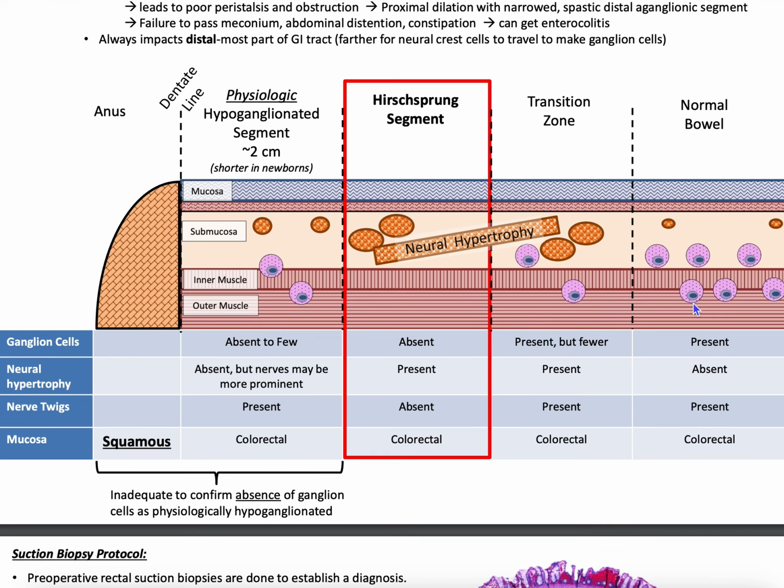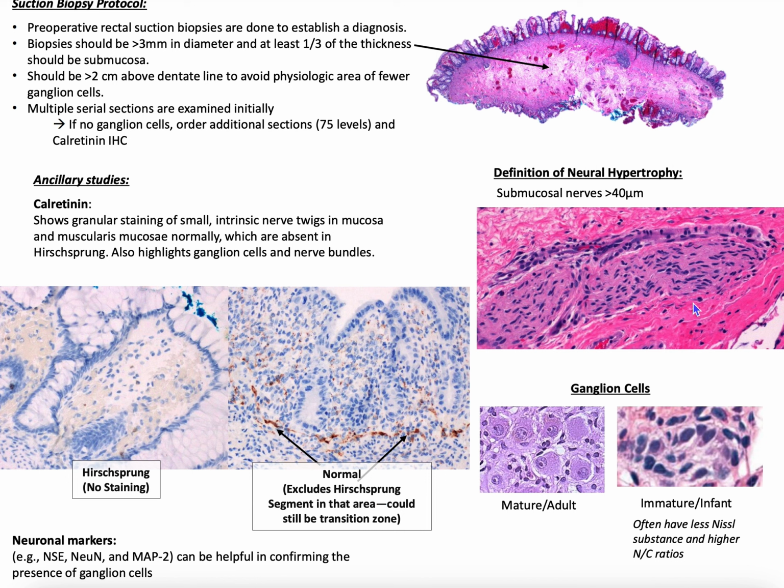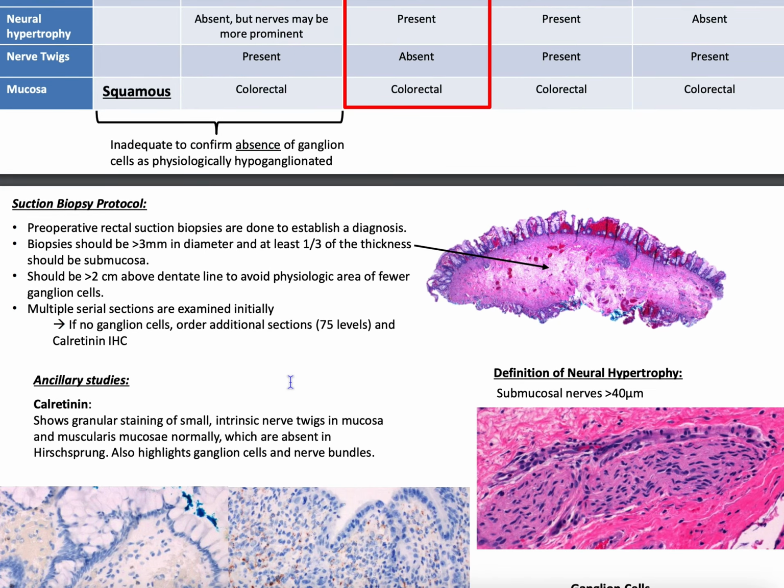All right, so what is the suction biopsy protocol? This is what the pediatric surgeon will do to help you diagnose whether there is Hirschsprung's or not, or to rule out Hirschsprung's. It's a preoperative rectal suction biopsy, and biopsies should be greater than 3 millimeters in diameter, and at least 1/3 of the thickness should be submucosa, as you can see here. And it should be greater than 2 centimeters above the dentate line to avoid that physiologic hypoganglionated segment.